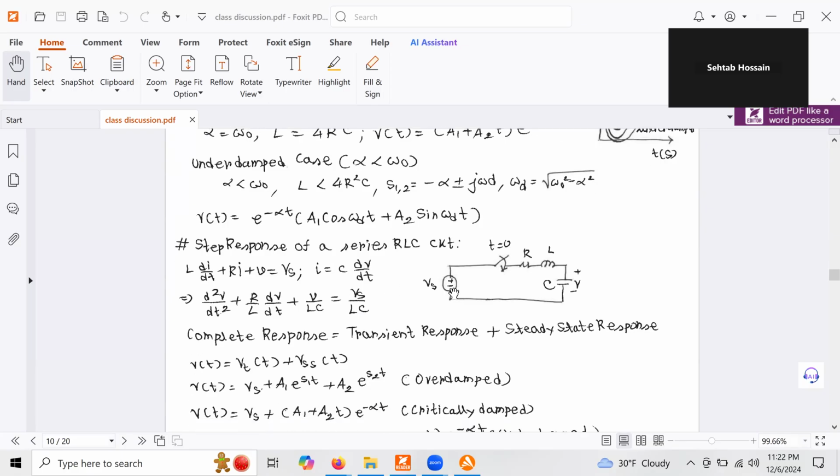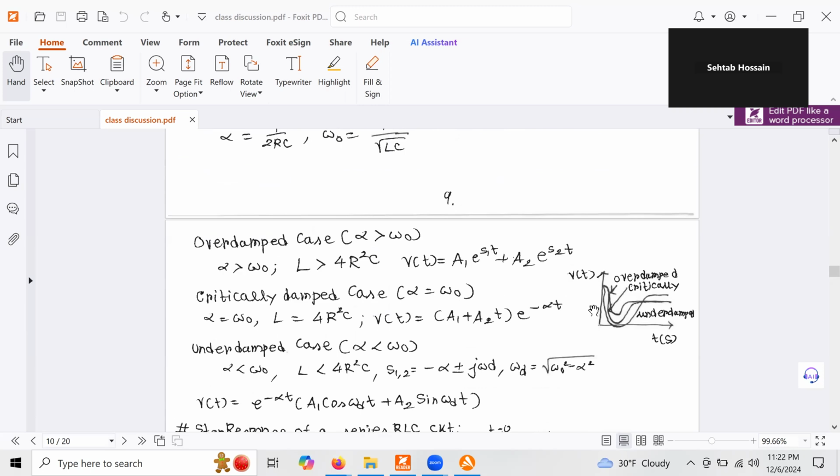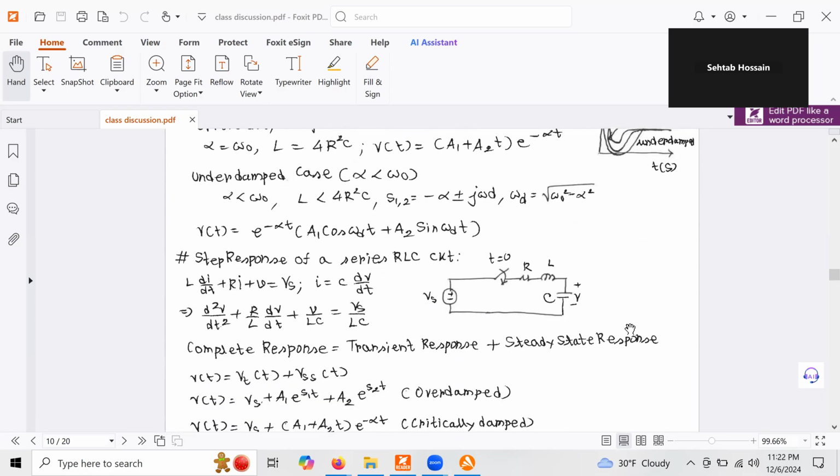So this is the case for source-free case, and these are the performance. Overdamped performance gets the saturation or steady state response in a very short time. For critically damped one, it takes a little bit of time to get the steady state, and for underdamped, it takes the most time to get the steady state current voltage. Okay, so what will be the phenomenon if we attach an independent source across this RLC circuit?